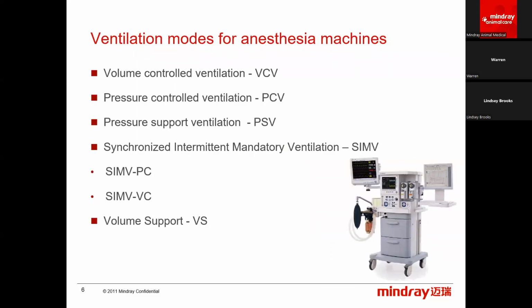So the anesthesia machines that Mindray sells have these types of ventilation modes. We have volume controlled ventilation, pressure controlled ventilation, pressure support ventilation, and synchronized intermittent mandatory ventilation again. There are actually 2 different types: SIMV PC for pressure control and SIMV VC for volume control. When I explain those ventilation modes, the PC and the VC will make a little more sense. And lastly, we have our volume support mode, which is actually only on our Vita 5, and we'll introduce that in a little bit.